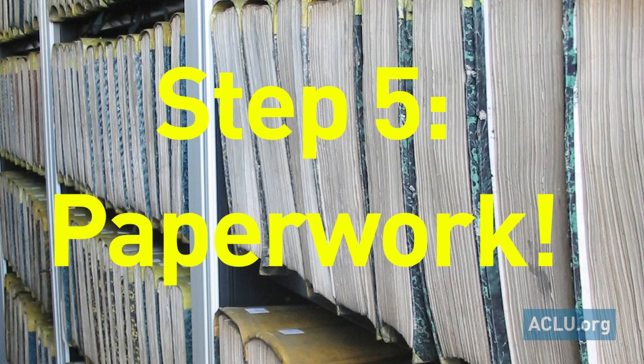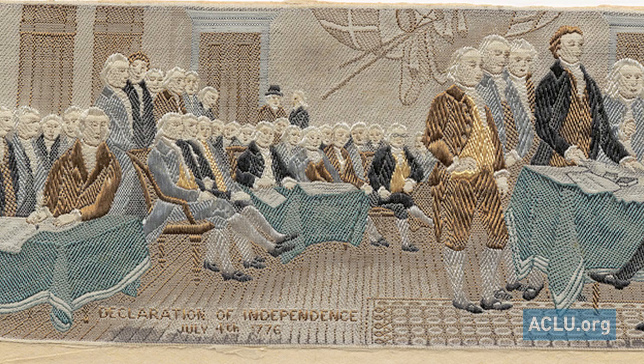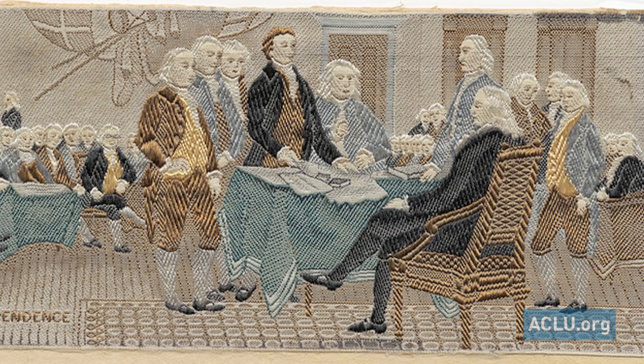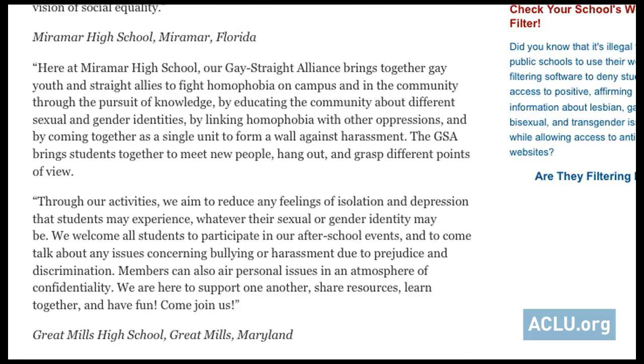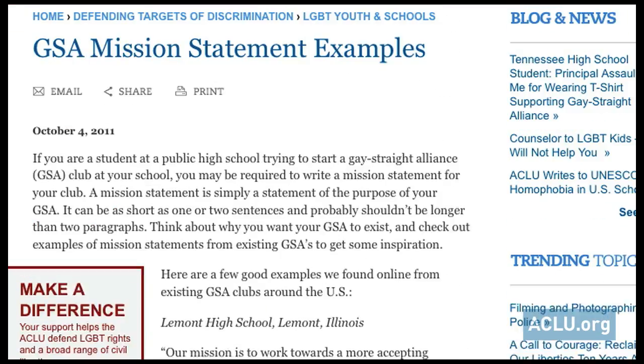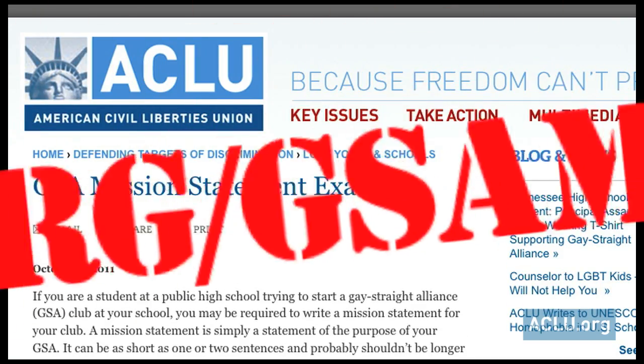Step 5. Paperwork. Make sure you follow the rules for starting a club to the letter and fill out all forms completely and correctly. You don't want to give anyone an excuse for denying your application. Be prepared to write a mission statement or provide a list of club officers. If you need help writing your mission statement, check out examples from other GSA websites and also use the ACLU website as a resource.